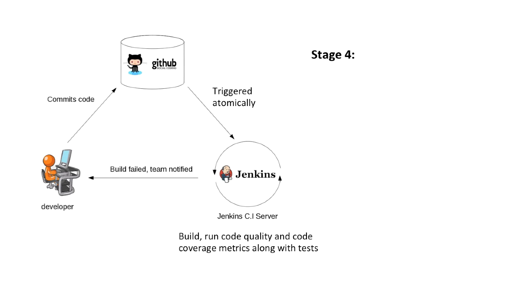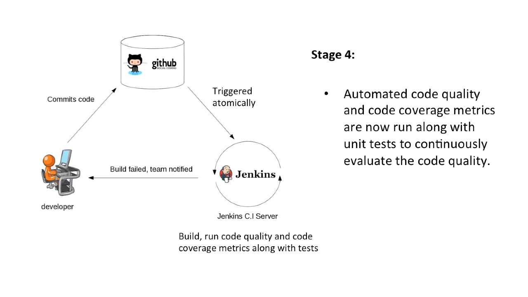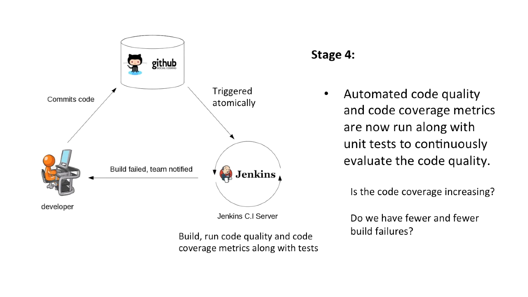Stage 4. Automated code quality and code coverage metrics are now run along with unit tests to continuously evaluate the code quality. Gradually, the CI process gathers useful information about our code base. We'll be able to answer questions such as, is the code coverage increasing? Do we have fewer and fewer build failures? This helps teams keep the quality bar of the code base high. We'll be notified if good testing practices are slipping.